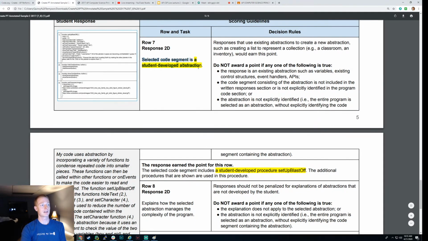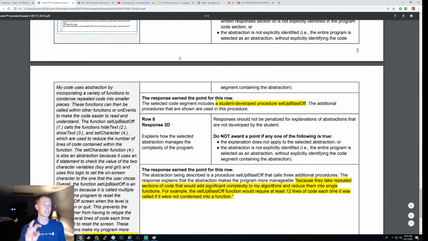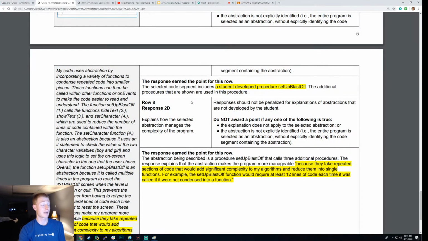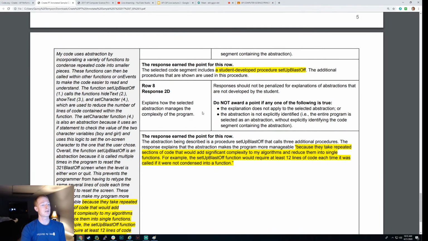So that selected code segment is a student-developed abstraction. That's row 7. Remember, this is a different code segment. It can be the same one, but maybe choose a different one, especially if you're working collaboratively with someone else, okay? You can't choose the same one.